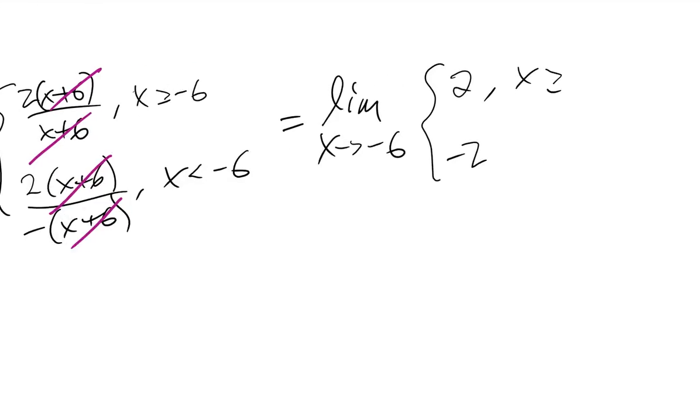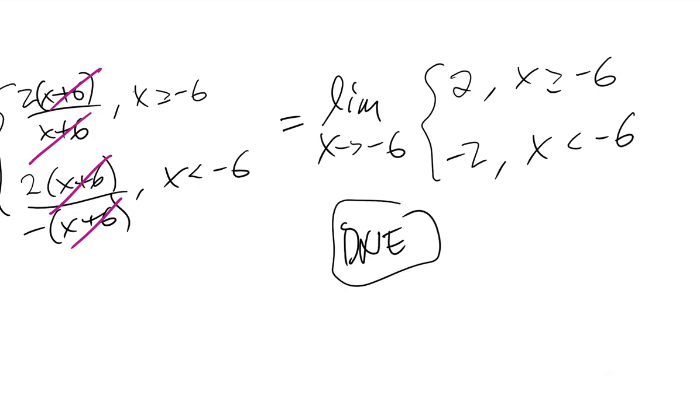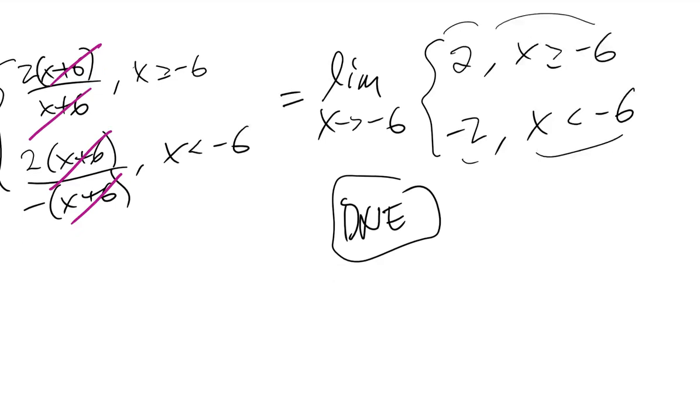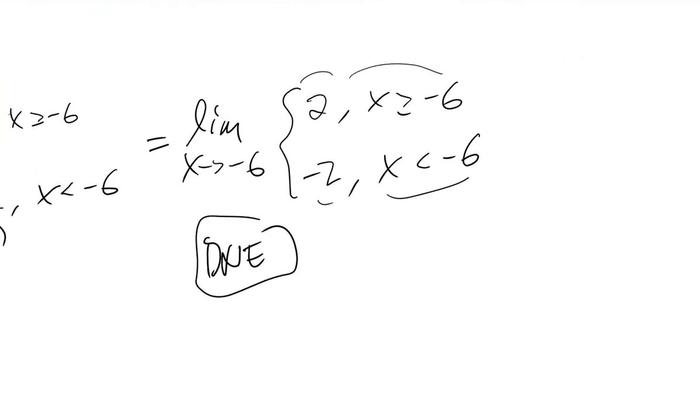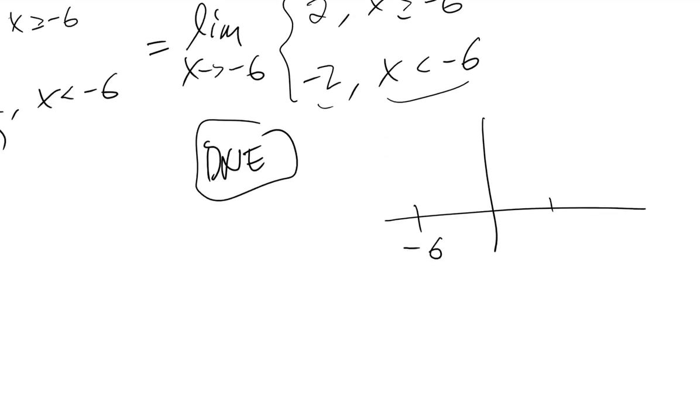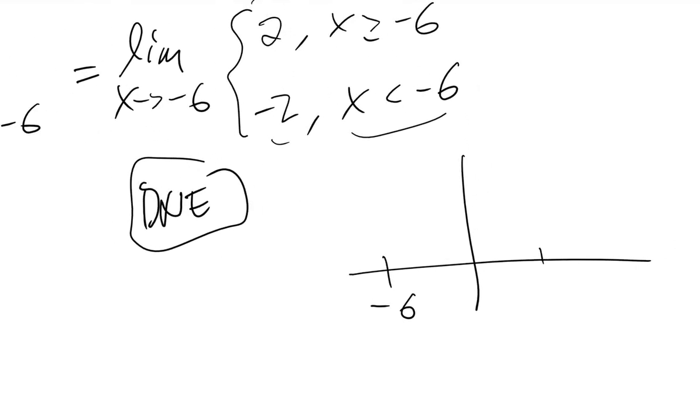x is greater than or equal to negative 6, and then x is less than negative 6. Now the limit does not exist because as you go to negative 6 from the right over here, you get 2, and as you come in from the left, you get negative 2. So let's just graph this. So what this function looks like is the following. Here's negative 6. Okay, so the graph is 2 when x is greater than or equal to negative 6. So it's 2.